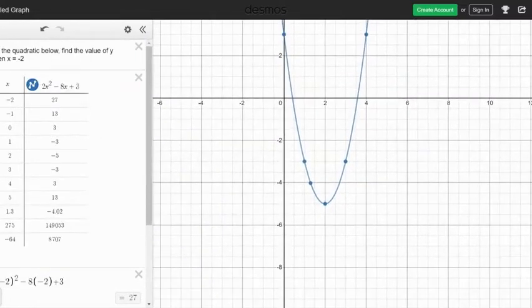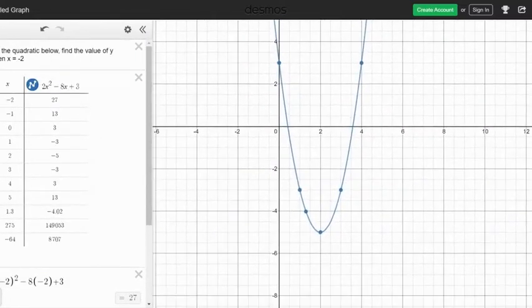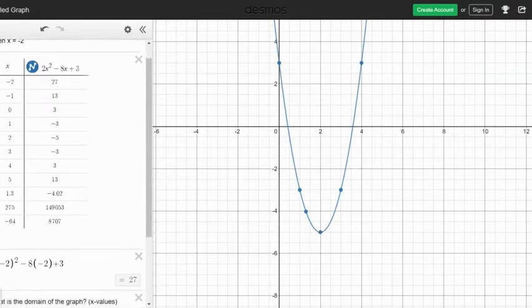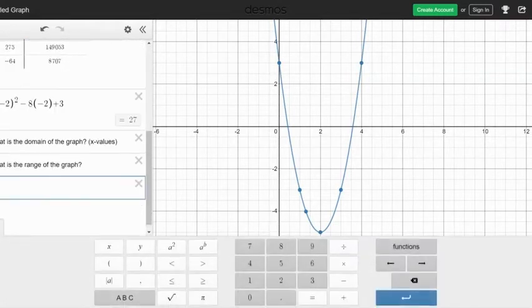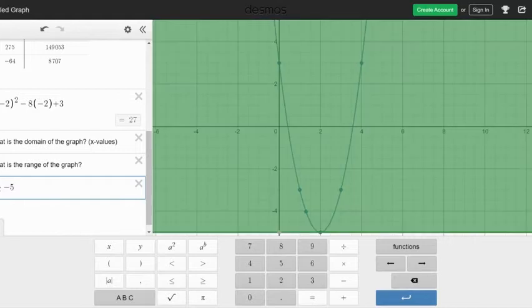Well, the y values, if you take a look here, my y values go down, touch the bottom of the U, and come back up again. So my range does have a lowest value in this case. So I'm going to touch that bottom point of the U, which we call the vertex, and that's the point 2, -5. -5 is the smallest y value on my graph. So if I type that in, my y values are greater than or equal to -5.